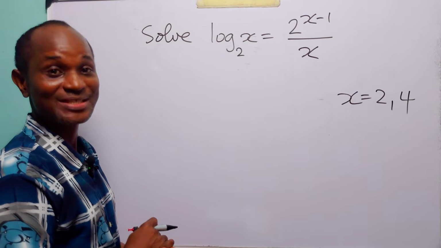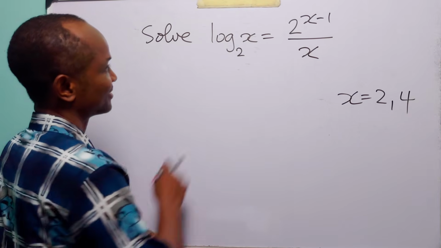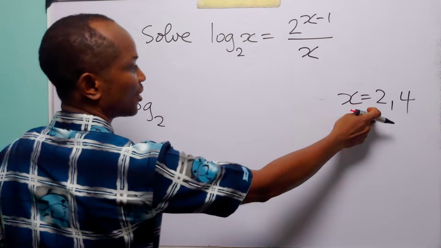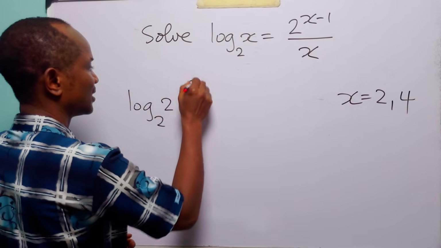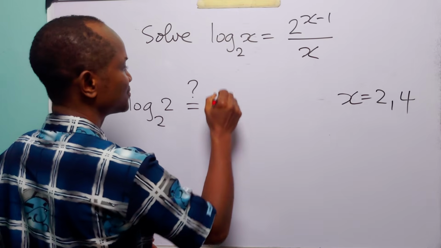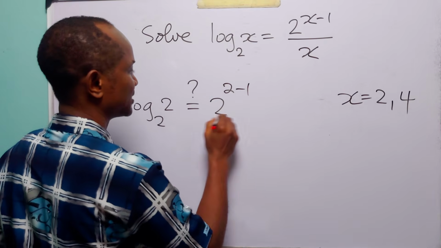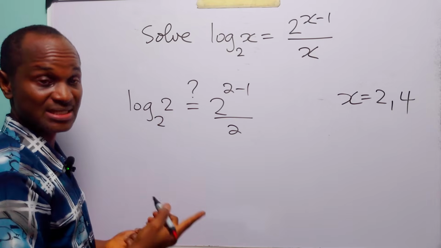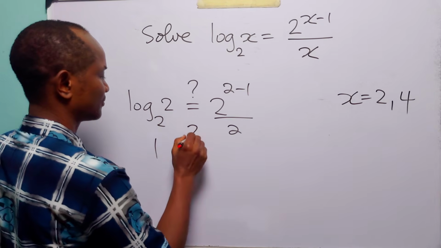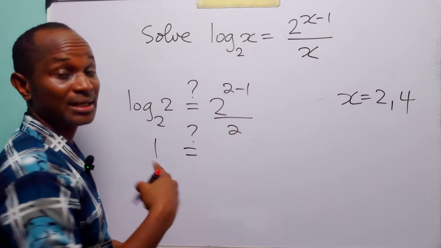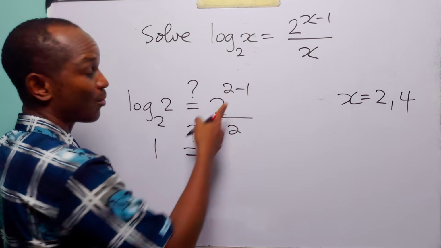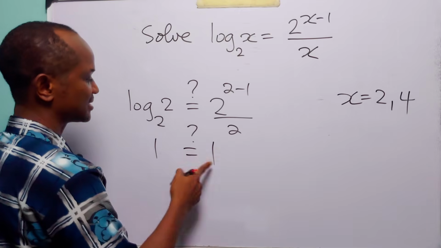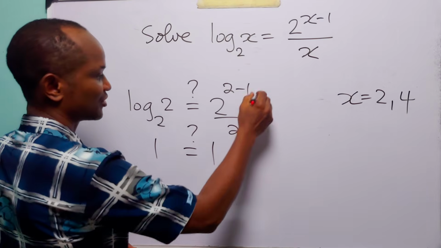Now, since these values are exact, let us check our answer. We have that log to base 2 of 2 is equal to 2 to the power 2 minus 1 divided by 2. Of course, you know that log to base 2 of 2 is equal to 1. 2 minus 1 is 1. 2 to the power 1 is 2. 2 divided by 2 is 1. So this satisfies the equation.